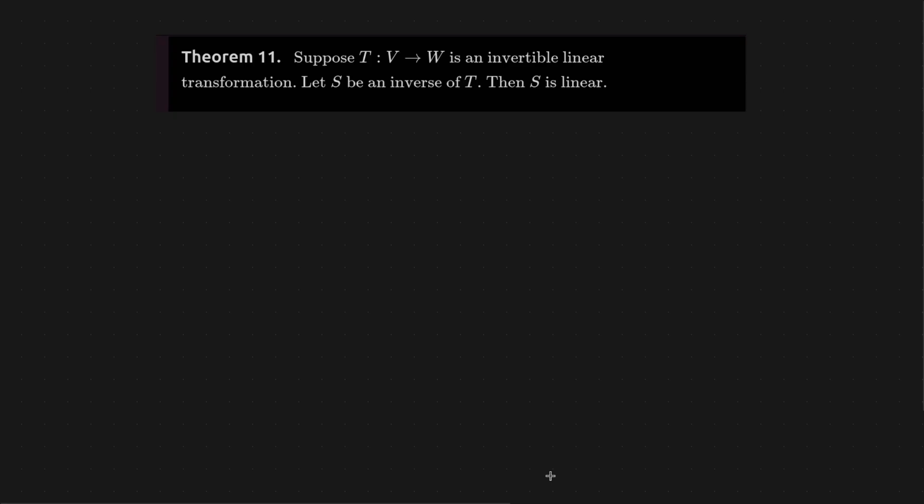Okay? Now, it turns out that if T is an invertible linear transformation, and S is the inverse of T, then S is also linear. So the inverse of a linear transformation is also a linear transformation. Let's prove this.